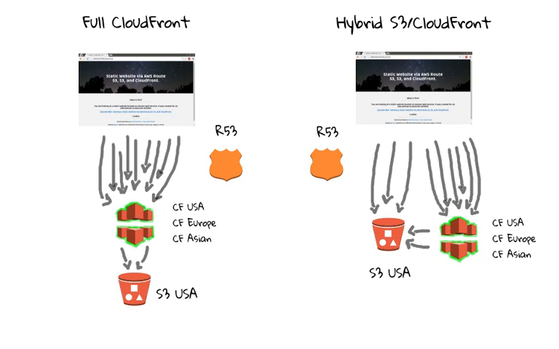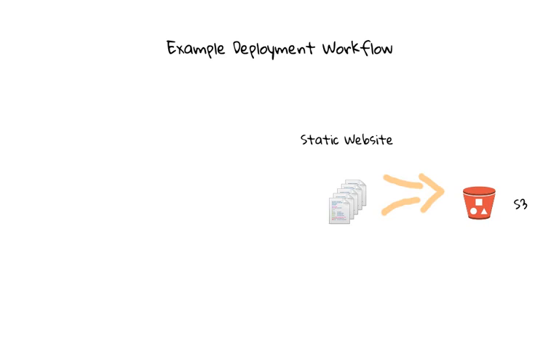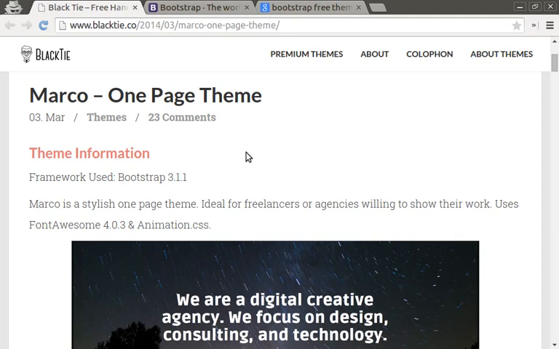I've put together a few diagrams which I think will help describe the workflow, where we can kind of reverse engineer the process at a high level. So on the far right, we have our websiteinthecloud.com S3 bucket, which we configured in the last episode. Then let's say we have roughly 50 static website files sitting on our local machine that we'd like to push into this S3 bucket. For the example website we're going to upload today, I've downloaded a free one-page Bootstrap theme from Blacktie.